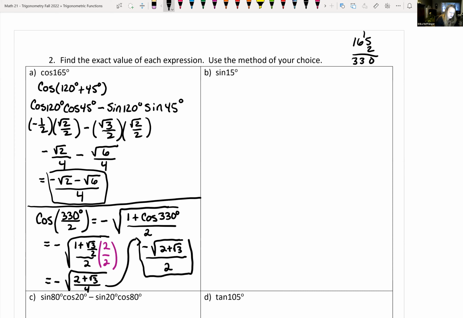So our answers look different, but if you plug those into the calculator, which you wouldn't have on this portion, you would see that they would be identical.